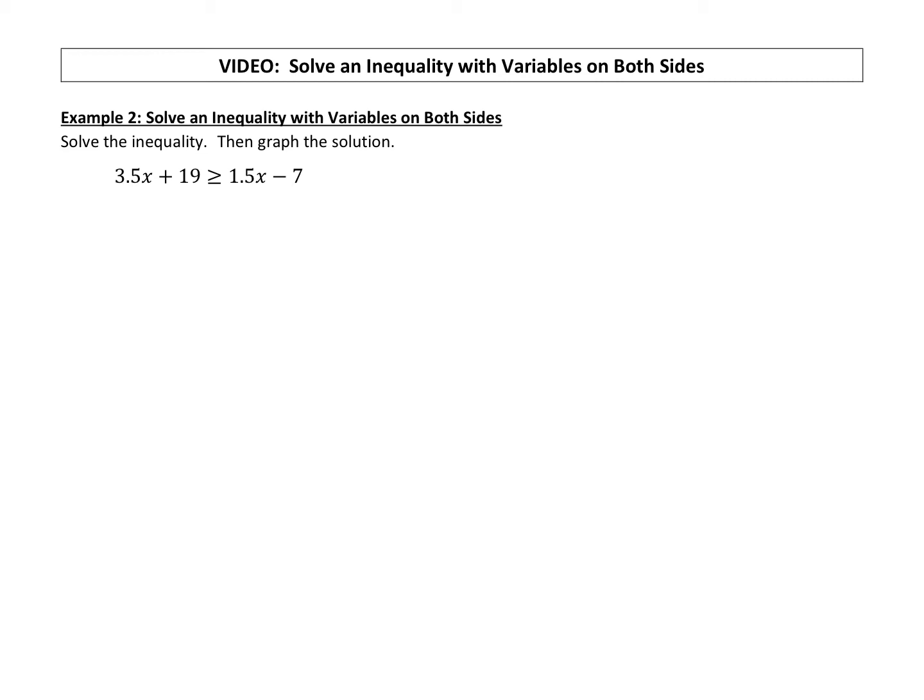So I'm not going to deal with the 19 or the minus 7. We're going to get the variables to the same side first. We're going to subtract 1.5x from both sides. 3.5 minus 1.5 is just a 2, so that's nice. So 2x, carry down the plus 19. This is a greater than or equal to.